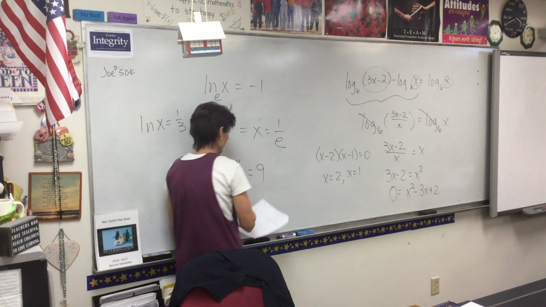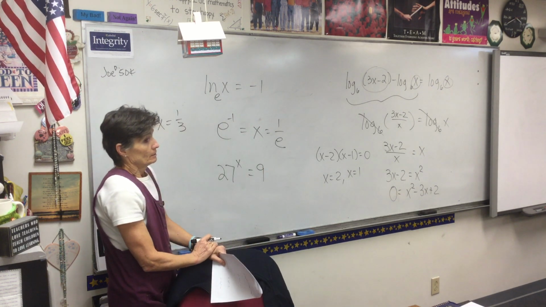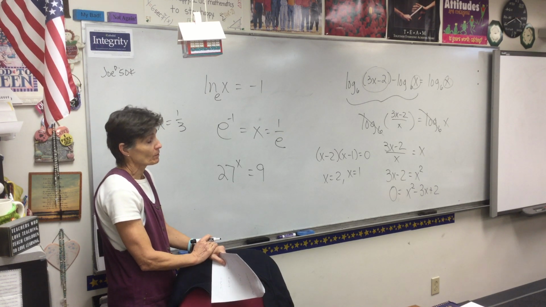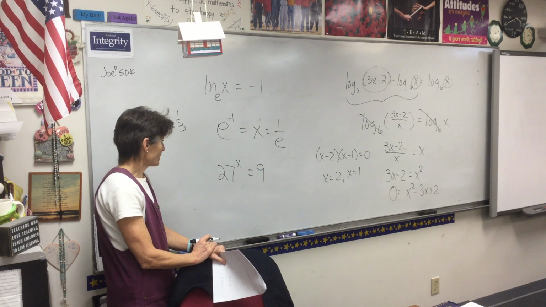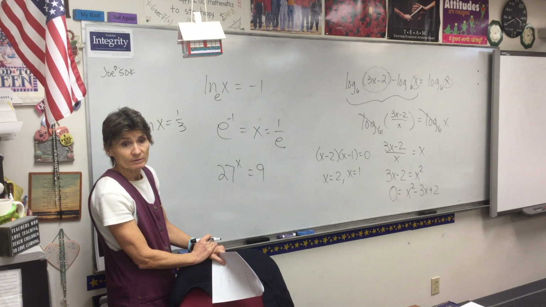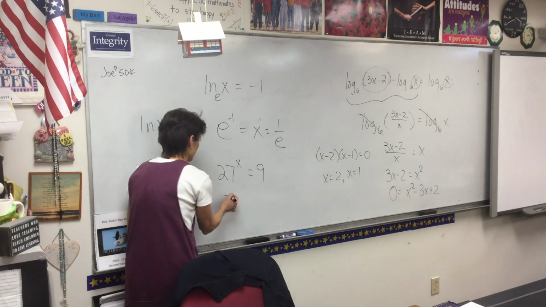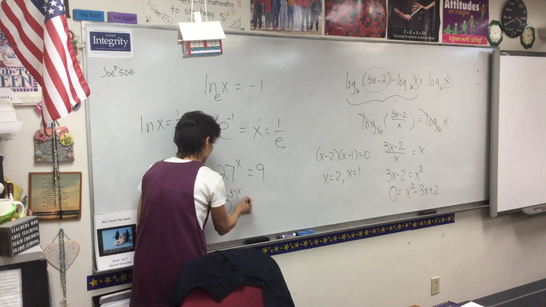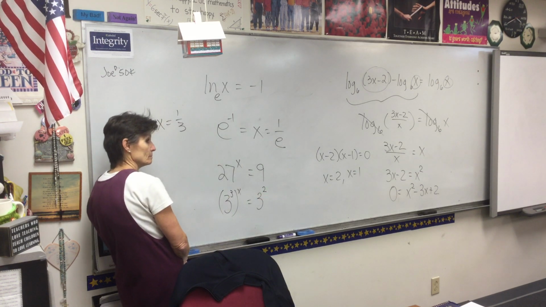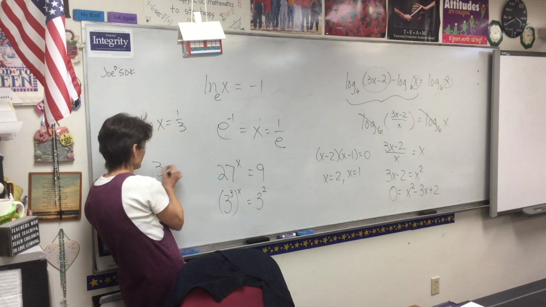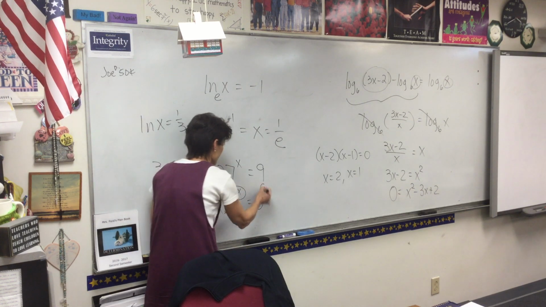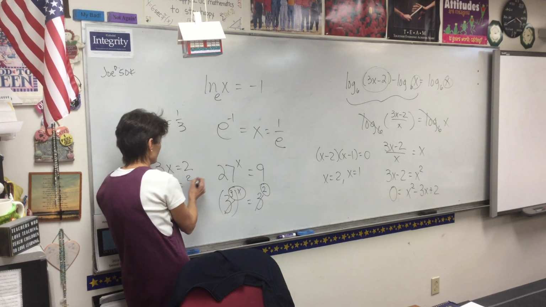You had one of these on your quiz. 27 and 9 are special numbers. Why are they special? They're both powers of 3. So 3 cubed and 3 squared. So 3x equals 2 because the 3's are the same. So 3x equals 2 and x equals 2/3.